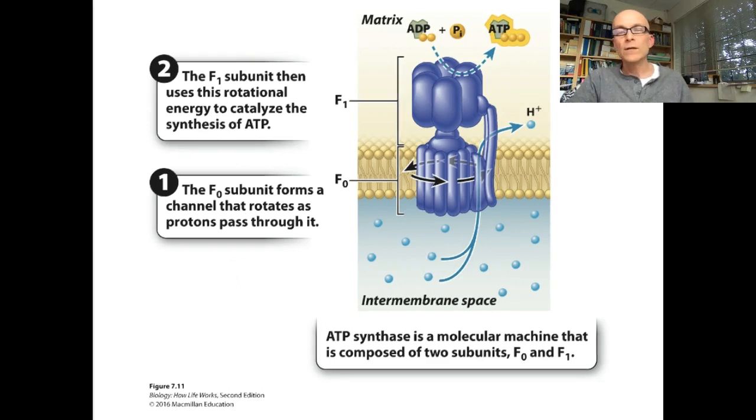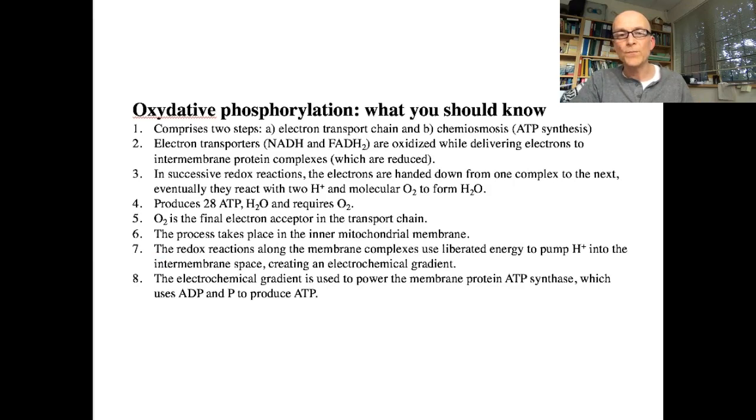Okay, so there was a lot of stuff. What is it that you need to know? You need to know quite a few things about this. So let's go through this, and then you can come back to this particular slide and see if you understood each of the parts. So oxidative phosphorylation is comprised of two steps, electron transport chain and chemiosmosis, which is the ATP synthesis. Electron transporters are oxidized while delivering electrons to the intermembrane protein complexes. Those are the blobs that I showed you, 1, 2, 3, and 4, and the two intermediates in between.